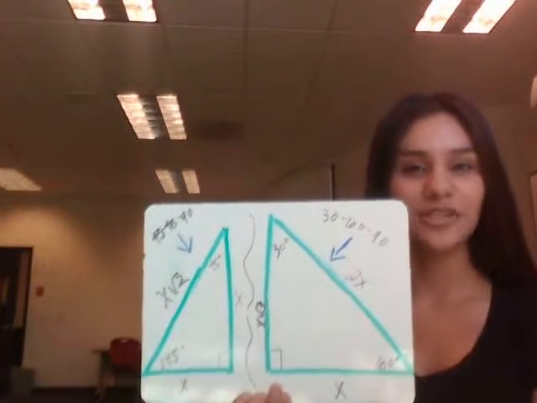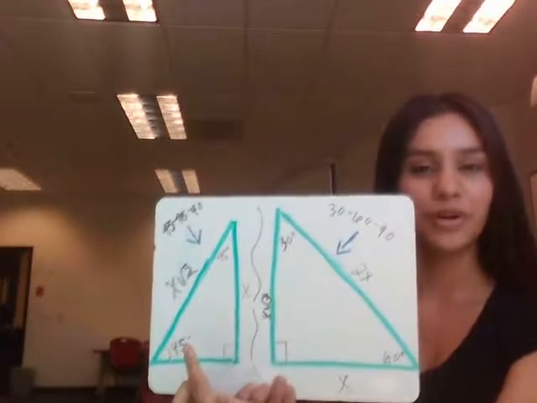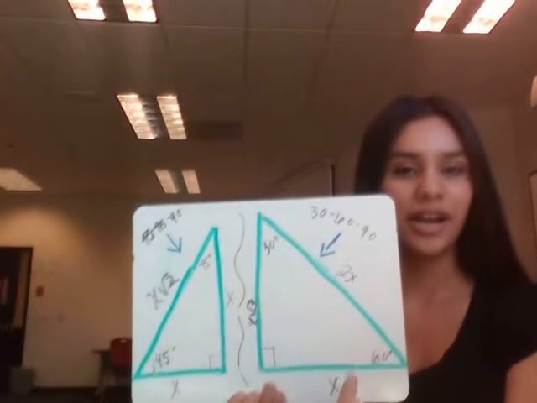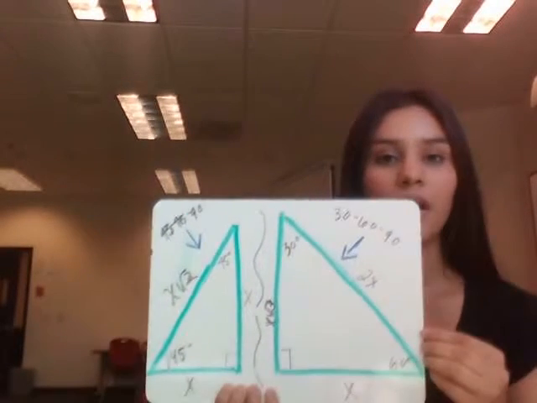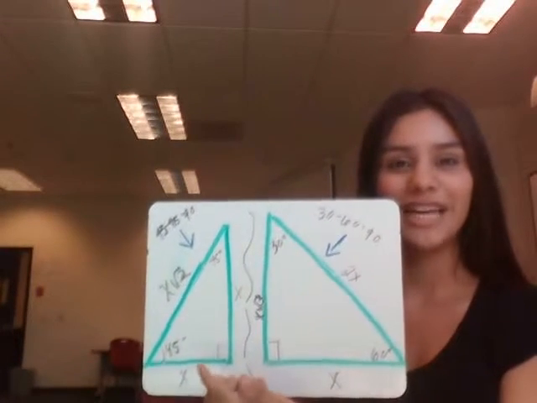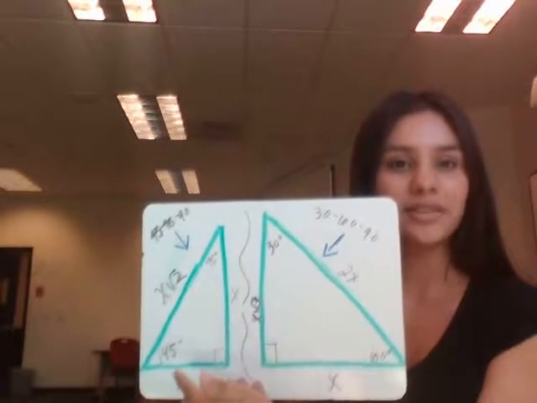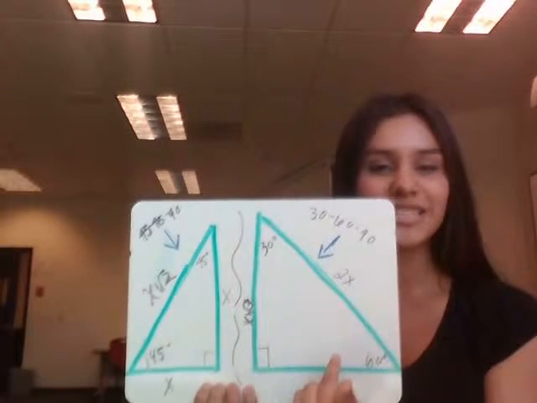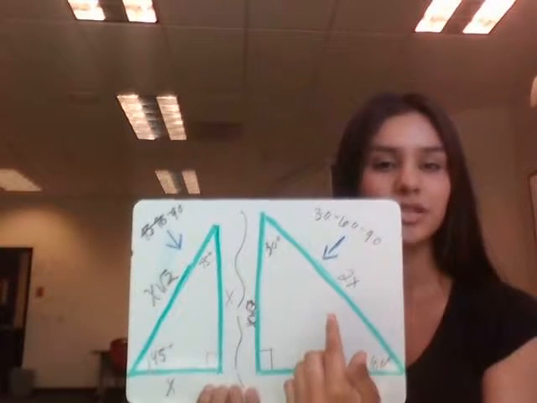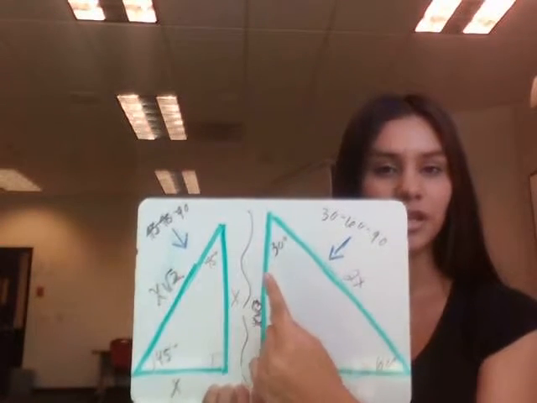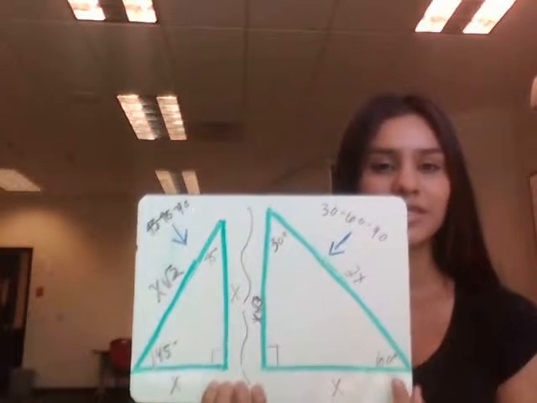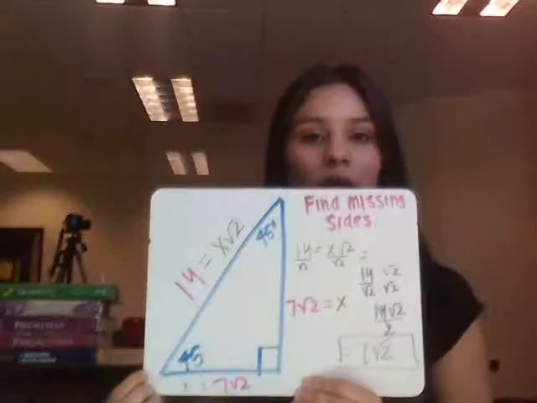I'm doing special right triangles, and on this side it's a 45, 45, 90, and right here it's a 30, 60, 90. For a 45, 45, 90, the hypotenuse is x rad 2, and the two legs are both x. For a 30, 60, 90, across from the hypotenuse is 2x, and then across from the 30 is x, and across from the 60 is x rad 3.